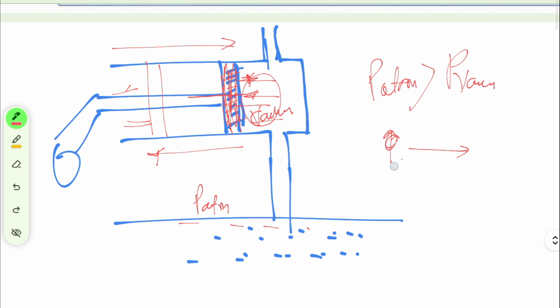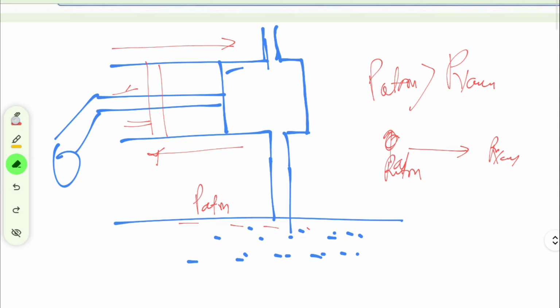So P atmospheric is toward the P vacuum, right? So all the fluid will start entering inside this cylinder, right? All the fluid will start entering inside the cylinder.